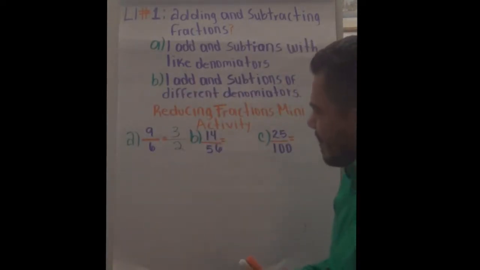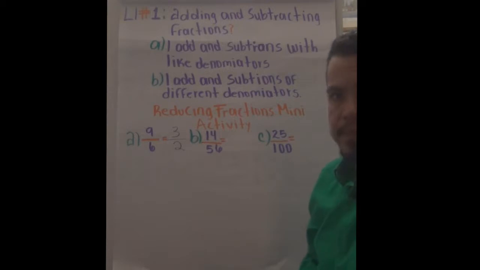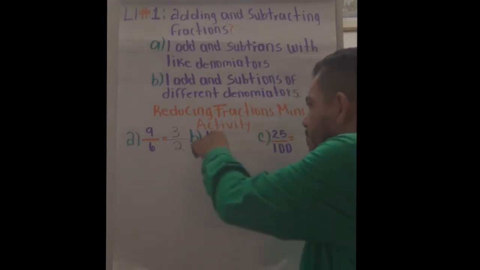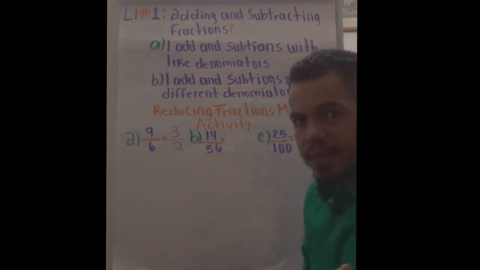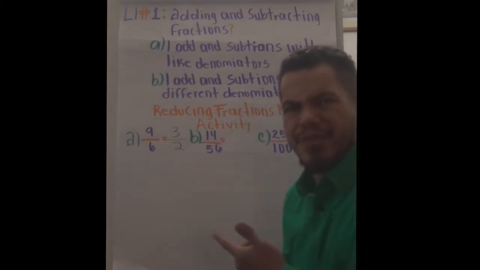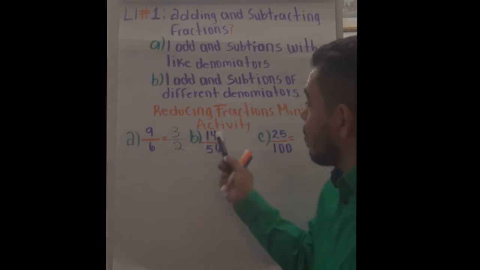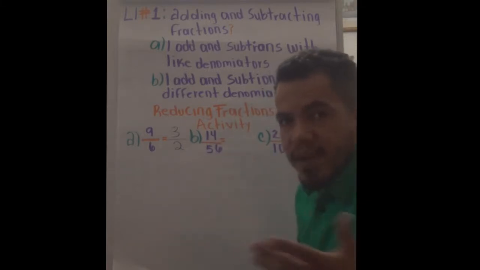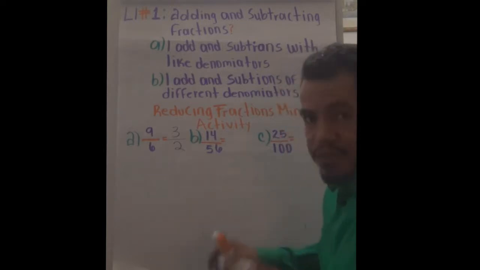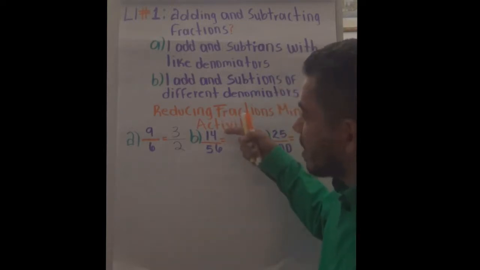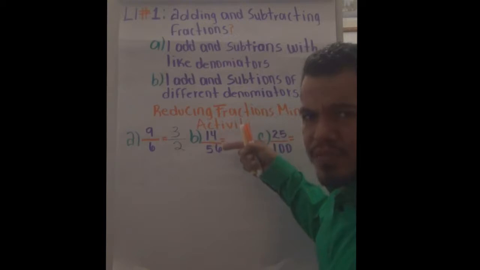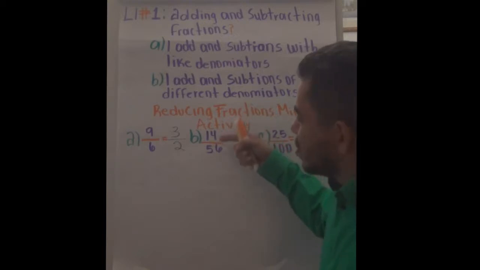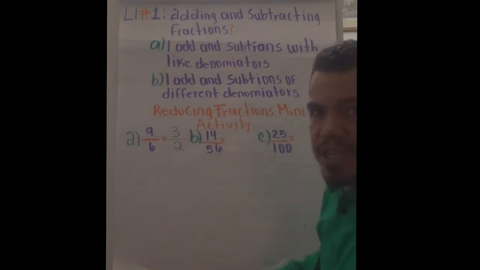Okay, now let's try B. It says 14/56. Well, let's see. 14 is an even number. Can it be divided by 2? Now, why can't you divide by 1? Well, if I divide by 1, they won't change ever because anything divided by 1 is itself. So then I have to start with 2. So remember, you're dividing top and bottom. Now, why do you divide top and bottom by the same number? Because you want to keep the fraction the same.